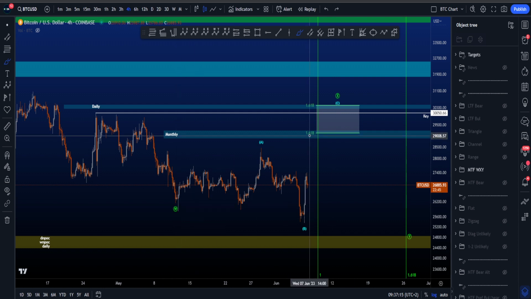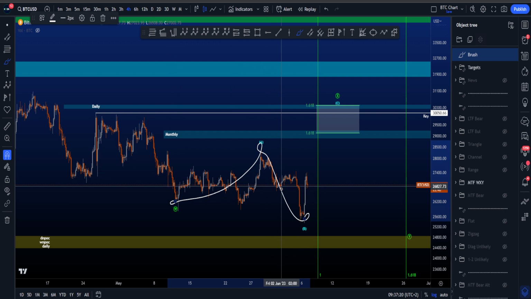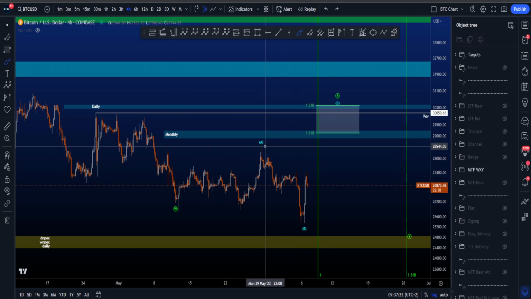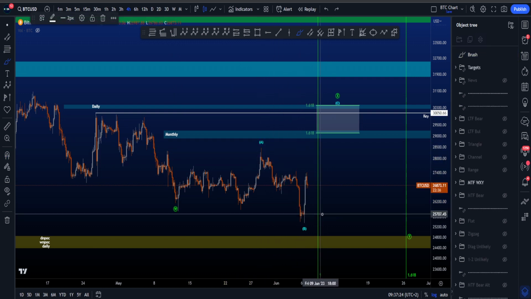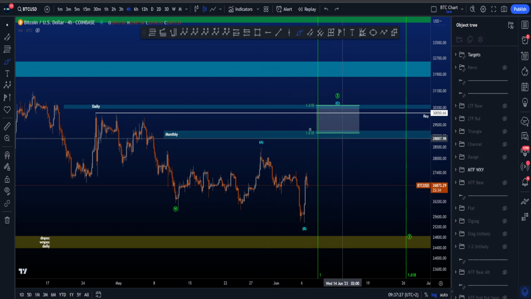One of the 1.618s is taken from the low to the high of A to the low of B with the trend-based fib extension, and the other one is just a Fibonacci pulled from the high of B to the low of wave B. Then you get this area.